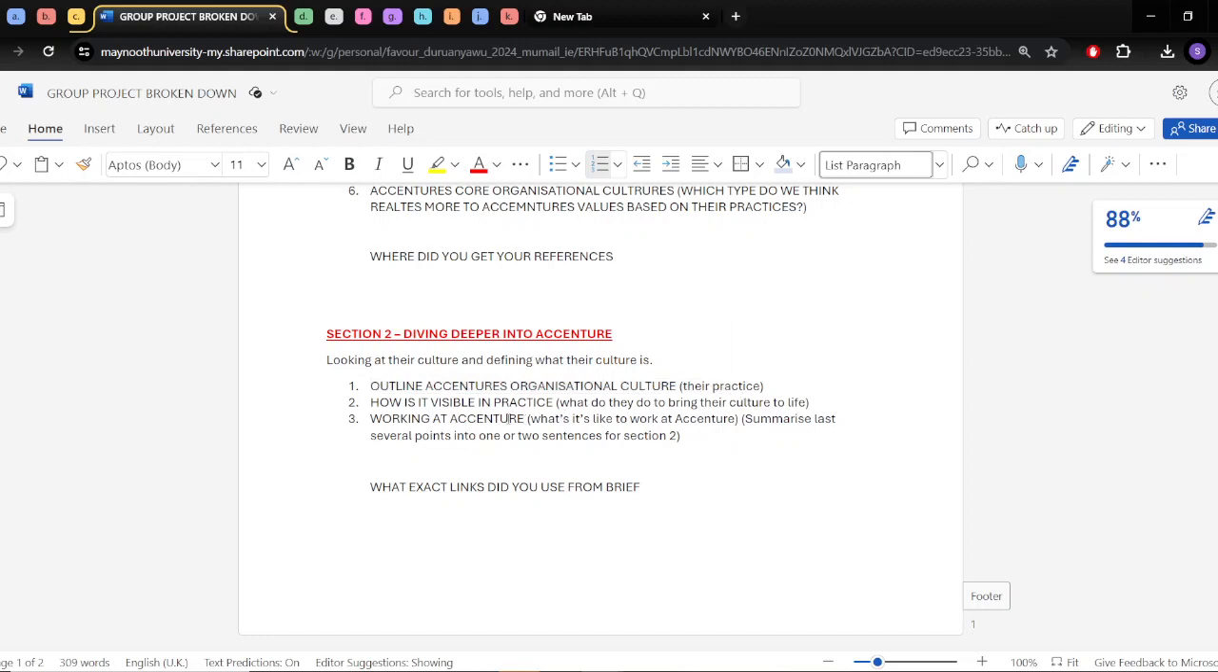So we're all going to have to message each other and stuff like that. 2 of us are going to look at their practice, and then 2 of us are going to look at what it's like to work at Accenture. This is basically just going to be a summary of the last 2, I'm pretty sure.